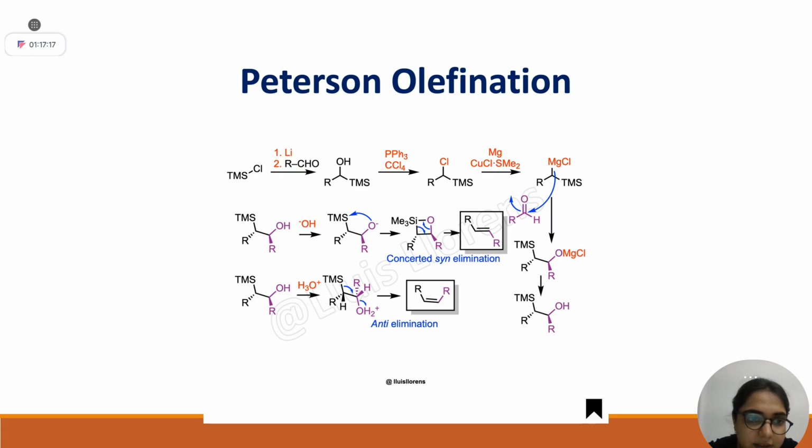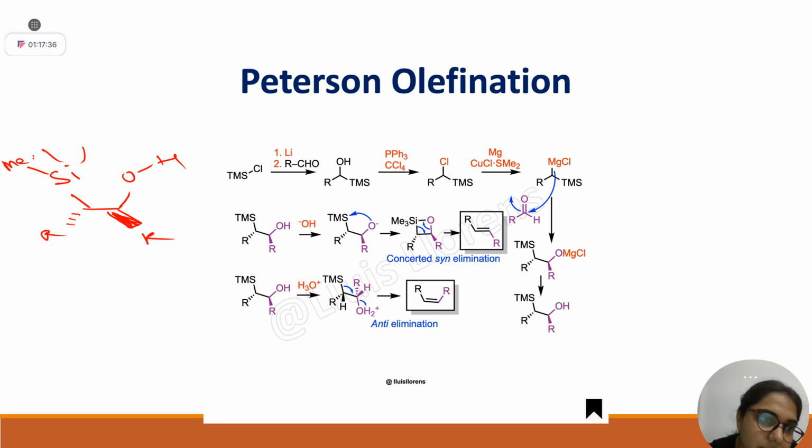Let me write this TMS group like this for your understanding. R, OH, TMS is your trimethylsilyl. These are your Me, methyl groups. Students, in basic medium, what will the base do? Abstract this OH proton, right? It will become O negative.